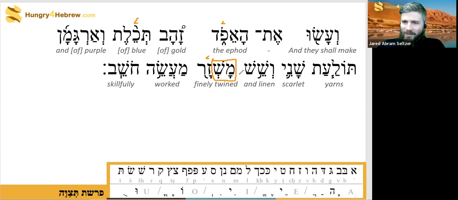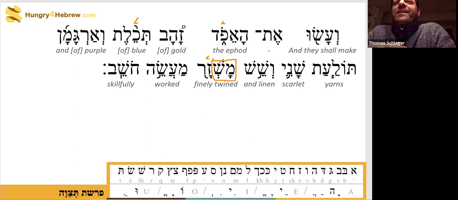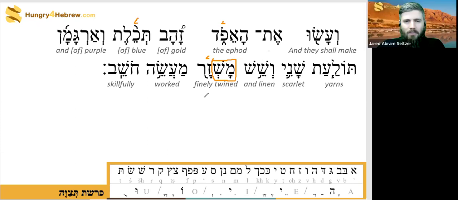The sneaky kamatz katan. Oh, yeah, yes. Syllable yes, as there's the first cancellation mark, yes. Moshzar. Good, moshzar.